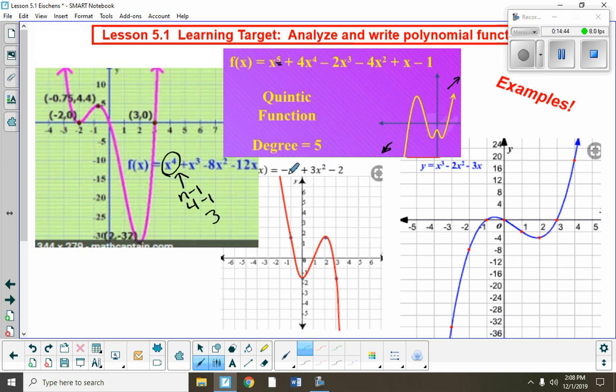And then here we have a negative x to the 3rd, so it's odd, which is a down, up, or an up, down. And since it's negative, think of a negative slope. So this end is up, and this end is down. And here we have x cubed, which is odd, so it's up, down, or down, up, but it's a positive coefficient. Lines that have a positive slope are down on the left side, up on the right, so this is down, up.